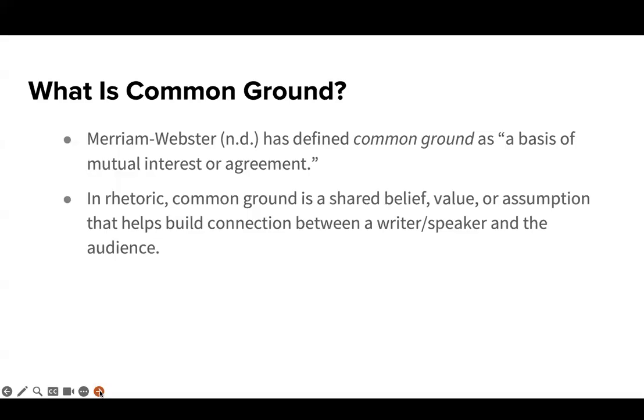Okay, so what does common ground mean? What is common ground? We live in a world of boundaries where people will sometimes hurt you if you even look. So what in the world does common ground mean, especially in academia? Well, the Merriam-Webster dictionary defines it, quote, as "a basis of mutual interest or agreement," end quote.